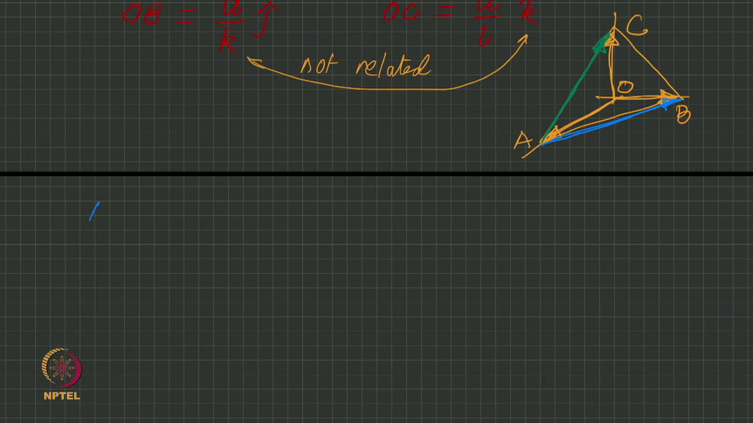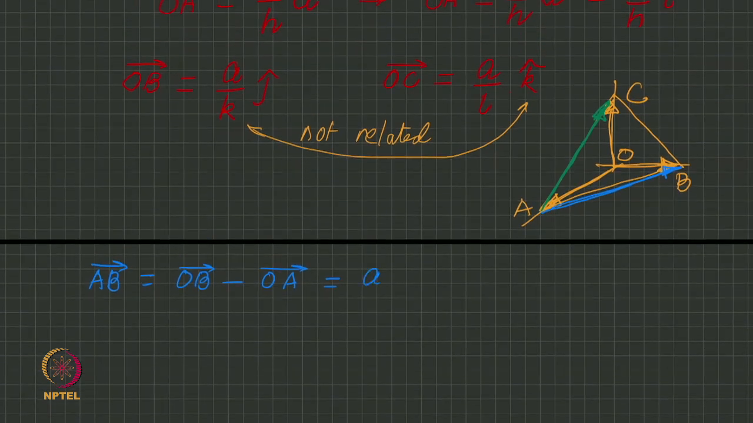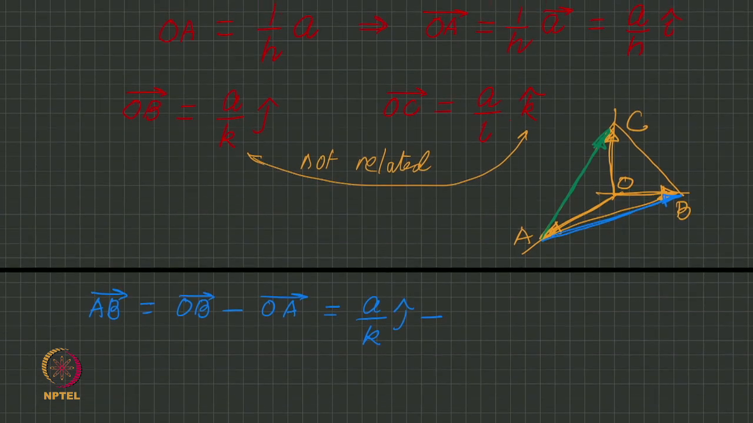So, AB becomes OB minus OA, which we have just seen. OB was A by K j minus OA was A by H i.